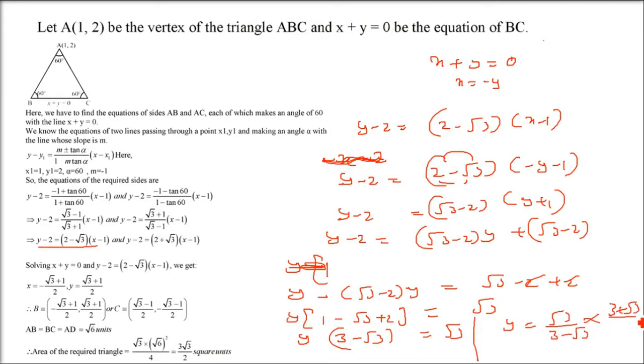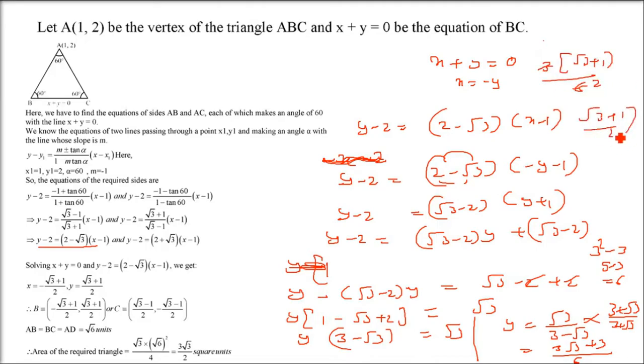Multiply numerator and denominator by the conjugate, 3 plus root 3. So you have root 3 into 3 is 3 root 3, root 3 into root 3 is 3, and in the denominator you have 3 square, 9, minus root 3 square, which is 3. 9 minus 3, that is 6. So you can take 3 common here. So what do you get? Root 3 plus 1, and in the denominator you have 6, 3 twos are 6. So root 3 plus 1 by 2. This is your y. What is x? X is minus y. So if y is root 3 plus 1 by 2, x will be negative of root 3 plus 1 by 2.